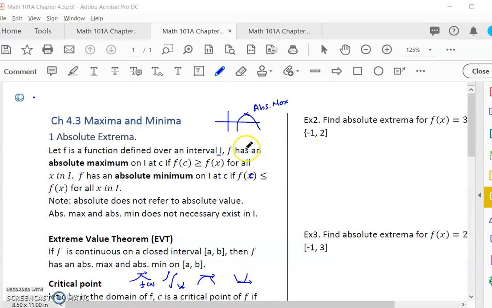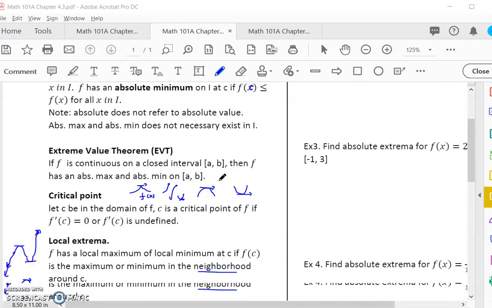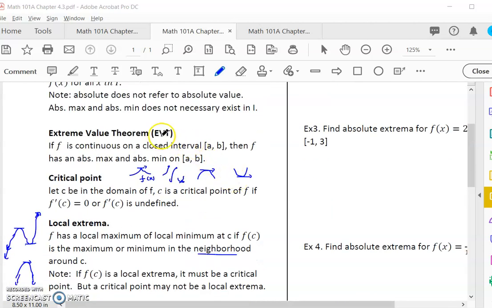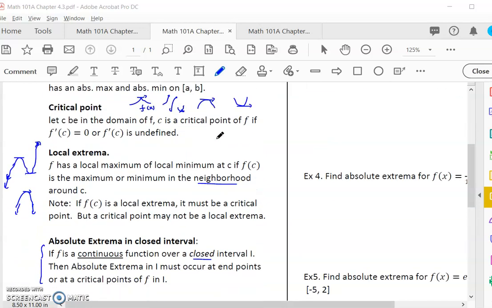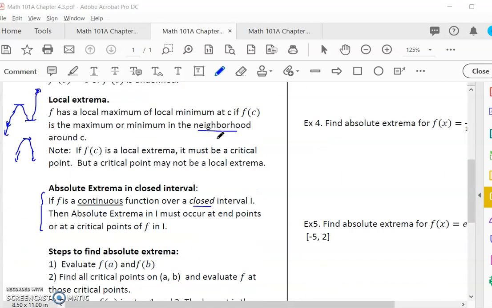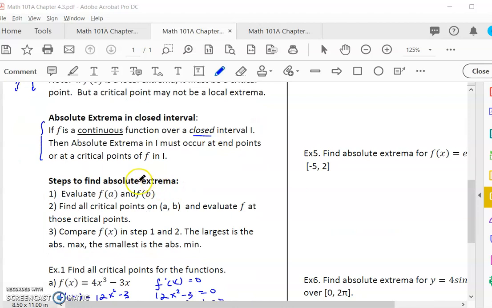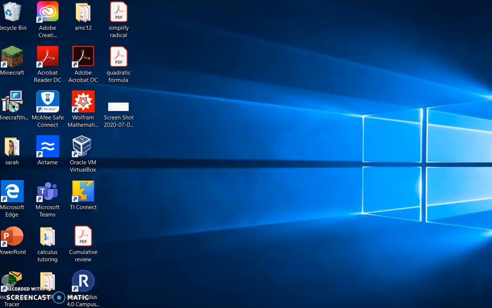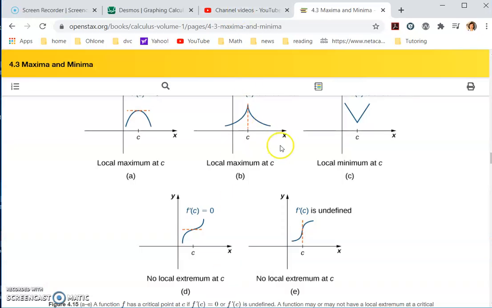So in part 1 we learned about absolute maximum and absolute minimum. We learned about a theorem that guarantees there is an absolute max and absolute min, that means the highest function value in a closed interval, if f of x is continuous. And we also looked at how we can find them. So let's briefly review where those absolute max and min could be.